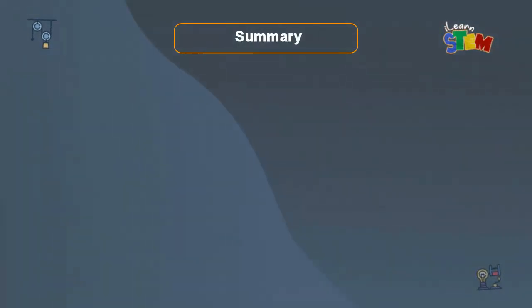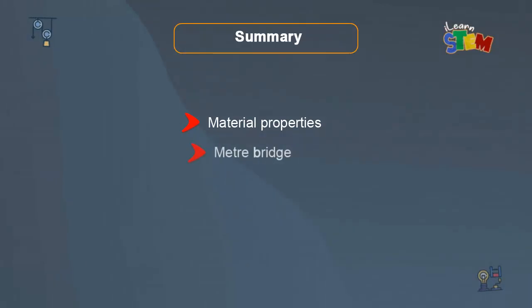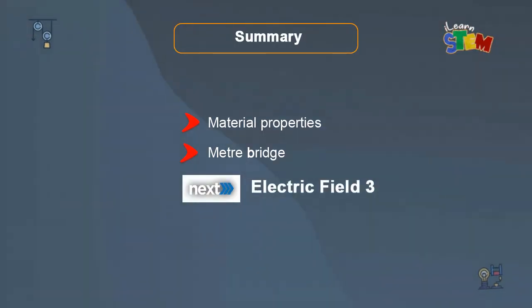In today's session, we explored material properties and the meter bridge. I hope you found the class both enlightening and engaging. In our next lesson, we'll move forward with electric field, part 3.